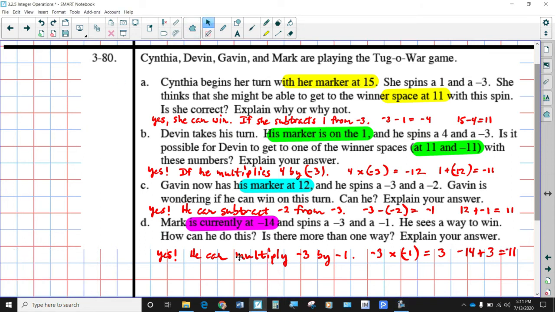Aha, I knew Mark could win. I made a very simple mistake, but now it's been fixed. Yes, -3 times -1 gives you +3, but he was at -14. So it wasn't 14 minus 3 is 11. It was -14 plus 3 lands him at -11. So all of these scenarios could win on their next move with these given spins.